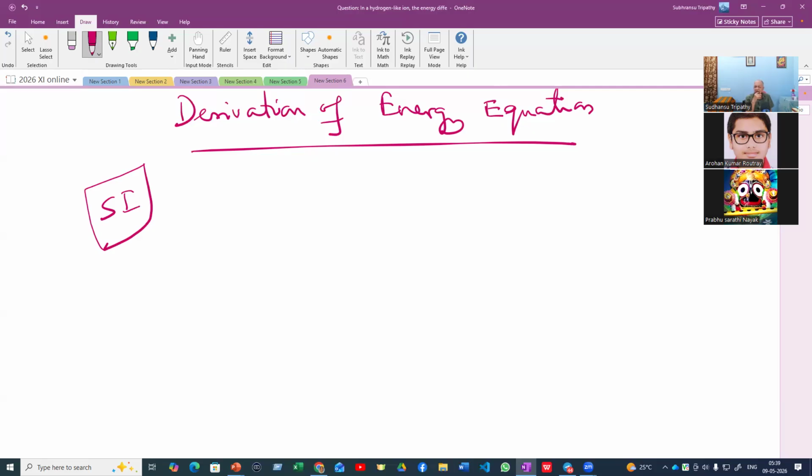If somebody is competition minded, maybe IIT Advanced or even NEET, then he or she has to follow the steps, because questions you might get. Supposing this is the nucleus, Z is the atomic number, e is the magnitude of the protonic charge, and this is only one electron. This is for the one electron species.